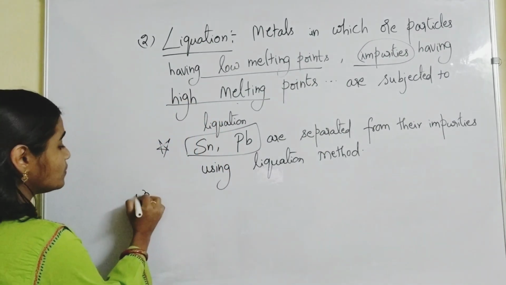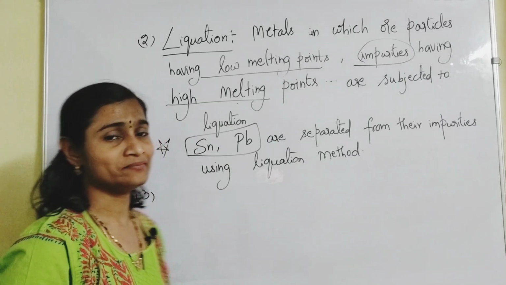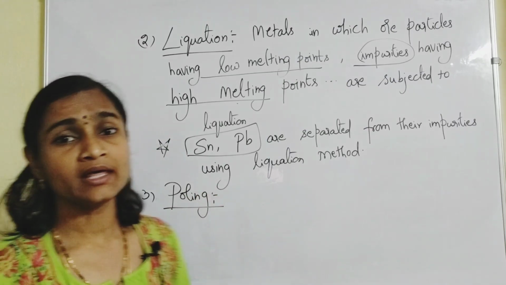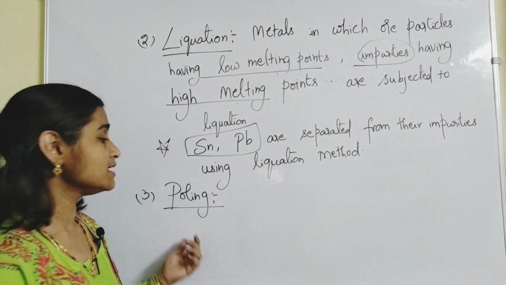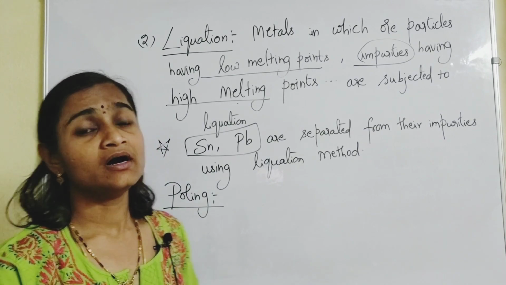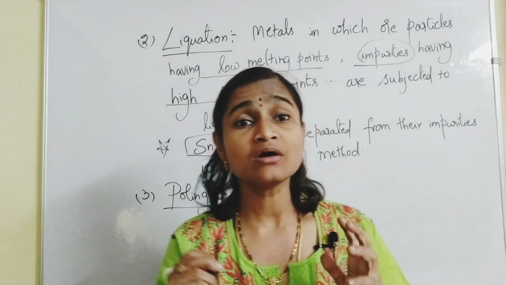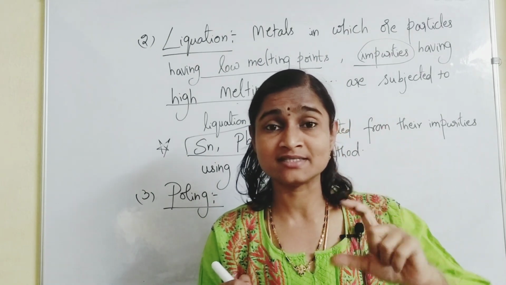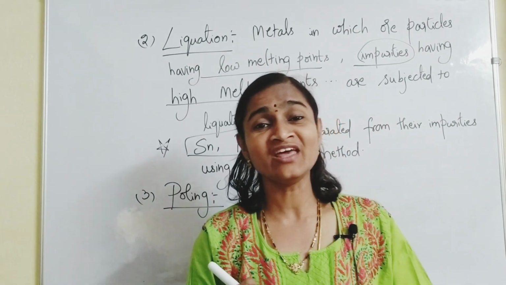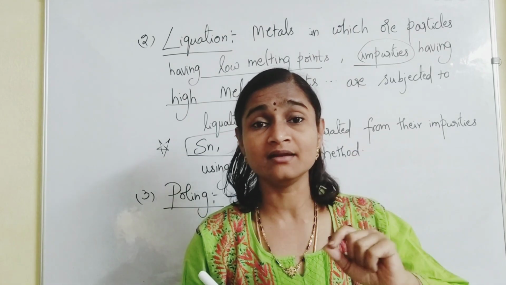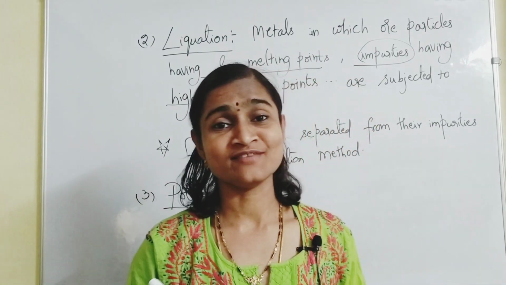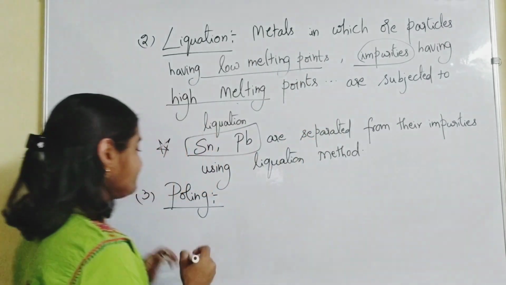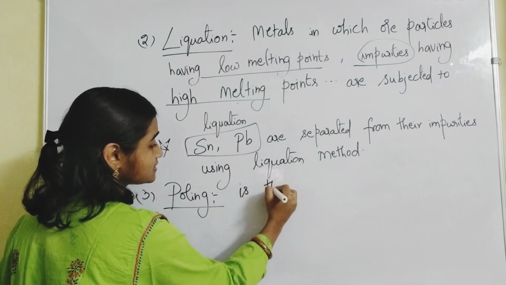Now moving on to the third one. Third one is what? Poling. Very, very important question. You'll be getting a 2 marks question. So what is poling? Poling is the process in which the molten metal is stirred with logs of green wood poles. Please remember these words. This terminology is very important. I told you already, you must learn the topics with good terminology. You have to write definitions with science terms.